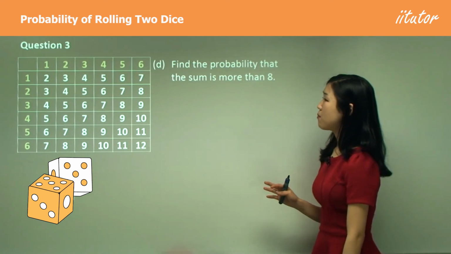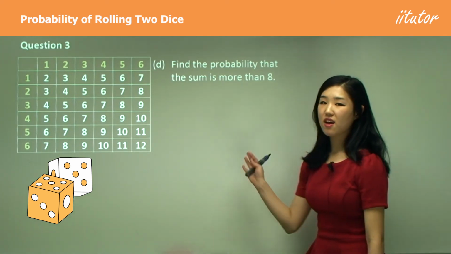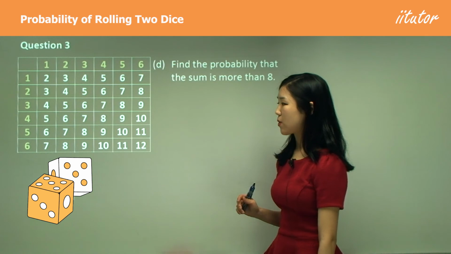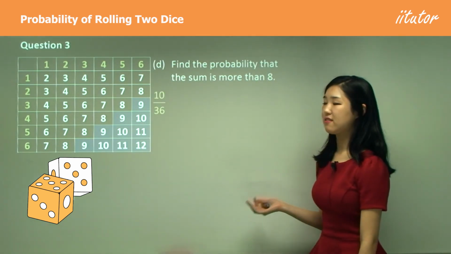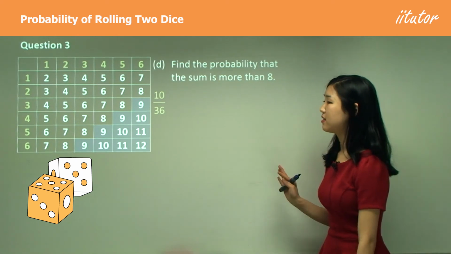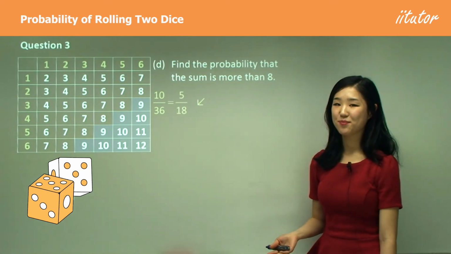Probability that the sum is more than 8. So it's the ones that I've excluded in the previous question. So all of these ones starting from 9. So count them up, you get 10. So 10 out of 36, simplify it to 5 on 18.